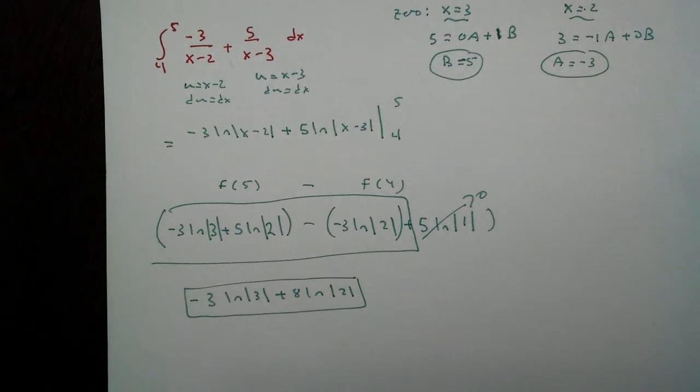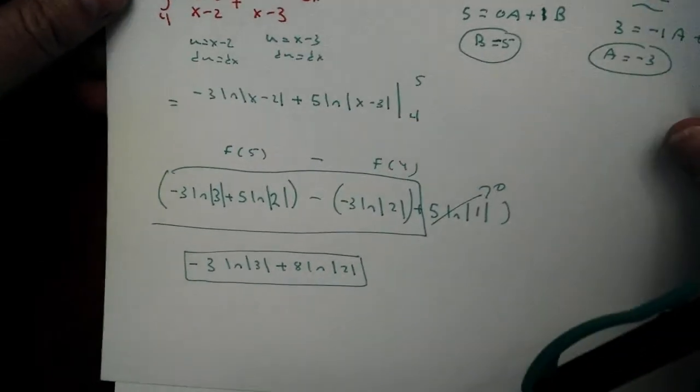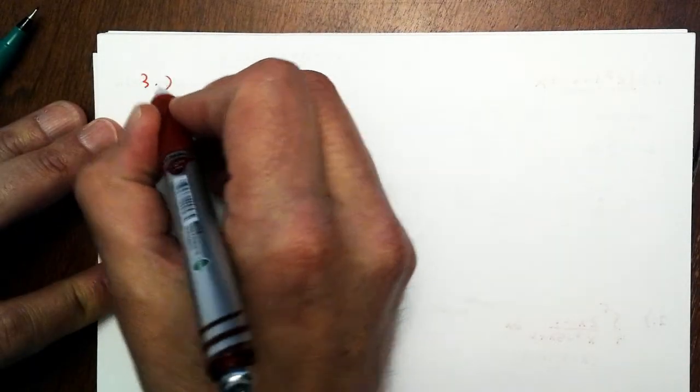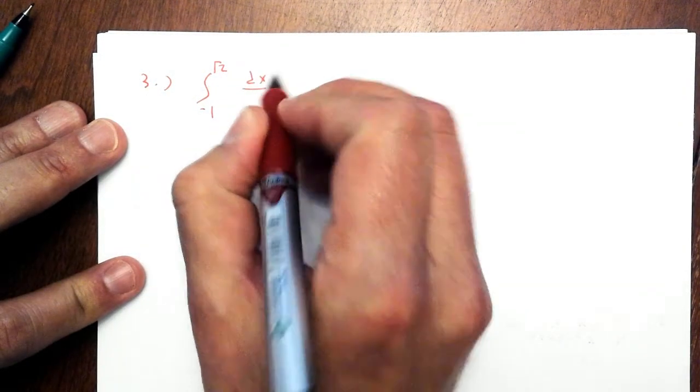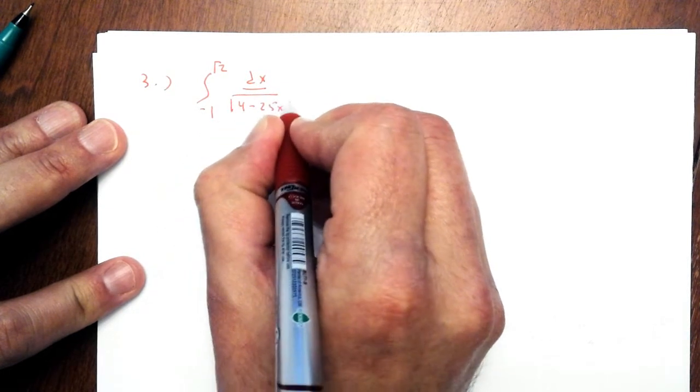Alright, so there's the first two examples right there. Let's take a look at another little bit of goodies. This is number 3 from your homework. I know it seems like I'm going in order here, but I want to take a look at number 3 because this is one that a lot of students tend to miss on quizzes and tests. So for number 3, we want to integrate from negative 1 to root 2 dx over the square root of 4 minus 25x squared.